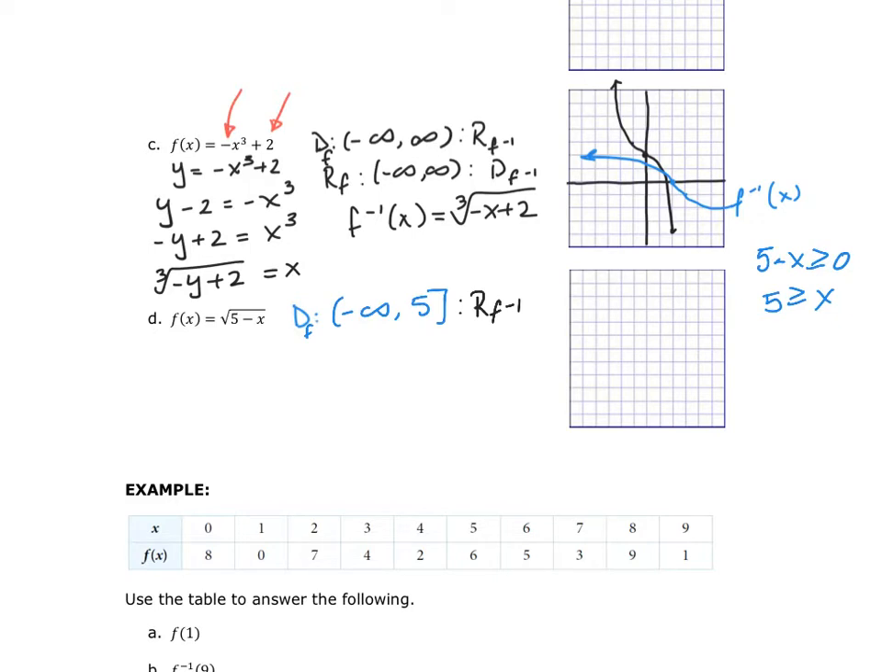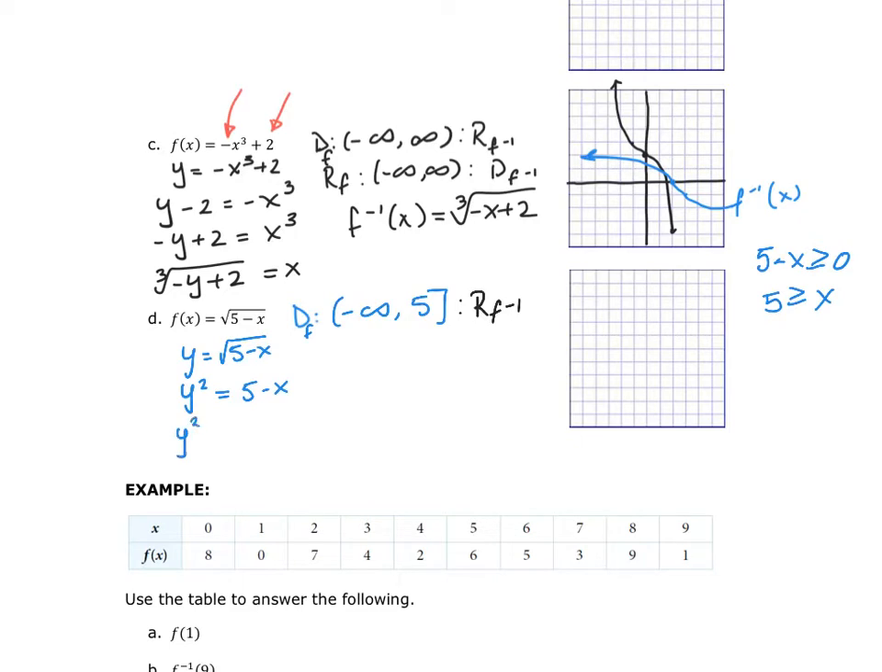Solve for x. So y is equal to the square root of 5 minus x. And then I need to get rid of the square root. That would have been the last thing I would have done in the order of operations, so it's the first thing that I undo. So I'm going to square both sides, and I get y squared equals 5 minus x. And then I'm going to go ahead and move the 5 to the other side.